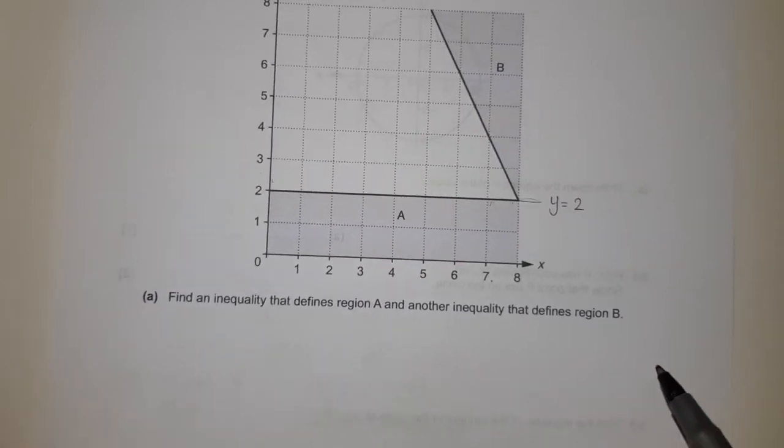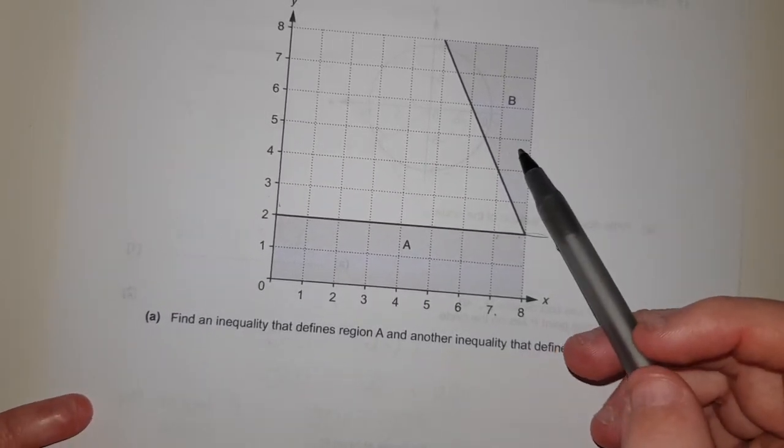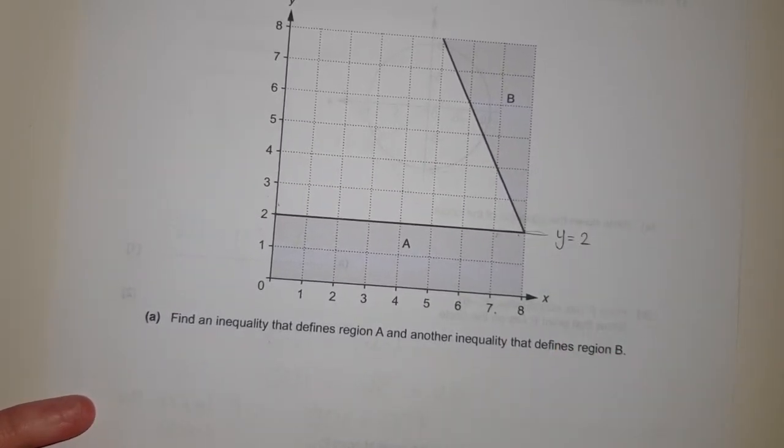Region B, we want an inequality that defines region B. So this one is a little bit trickier, because first of all, you're going to have to work out the equation of your straight line. So this takes a few steps to get there.